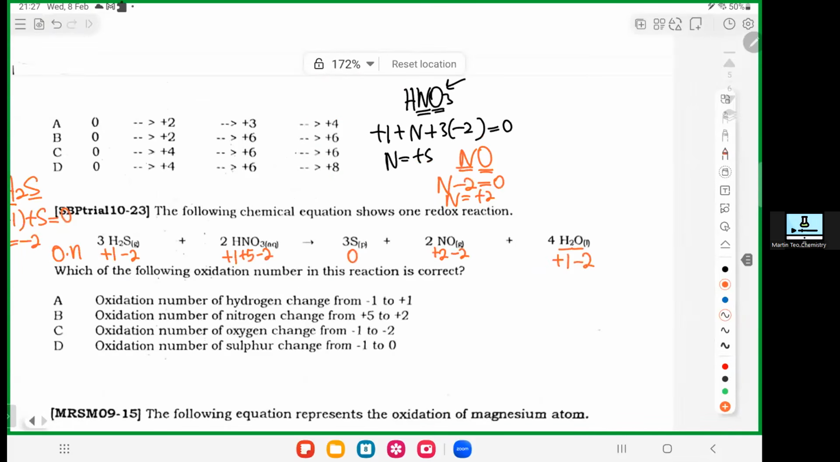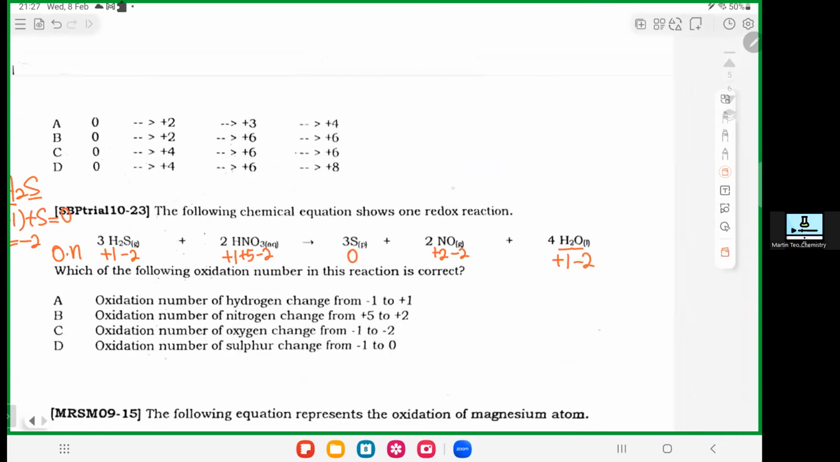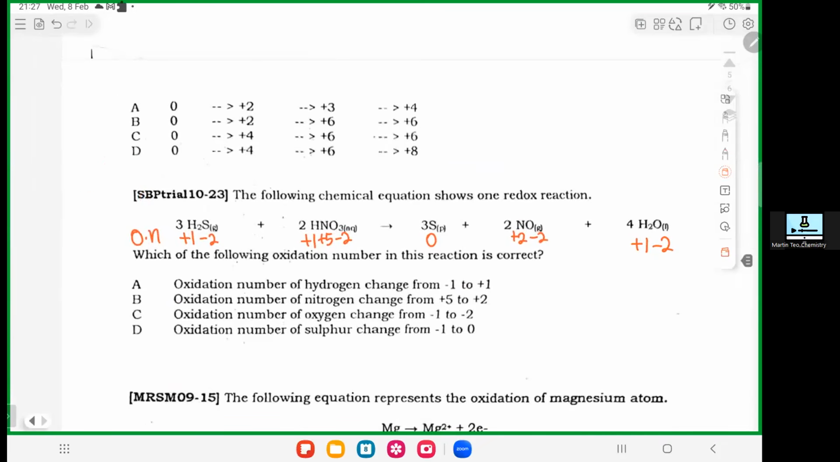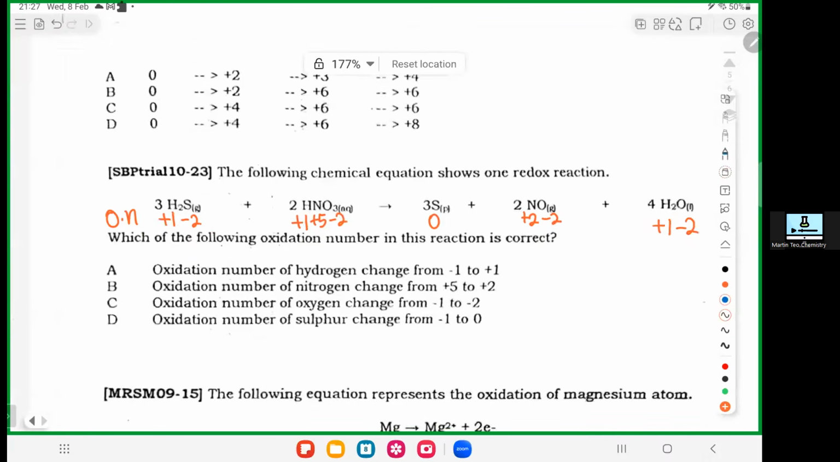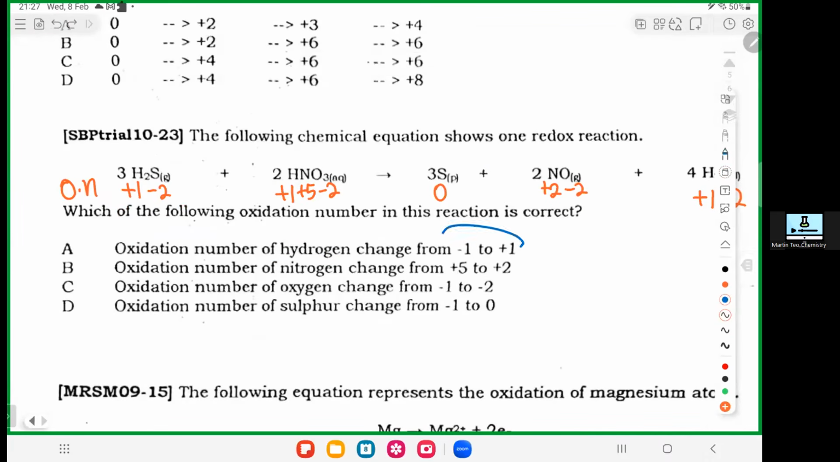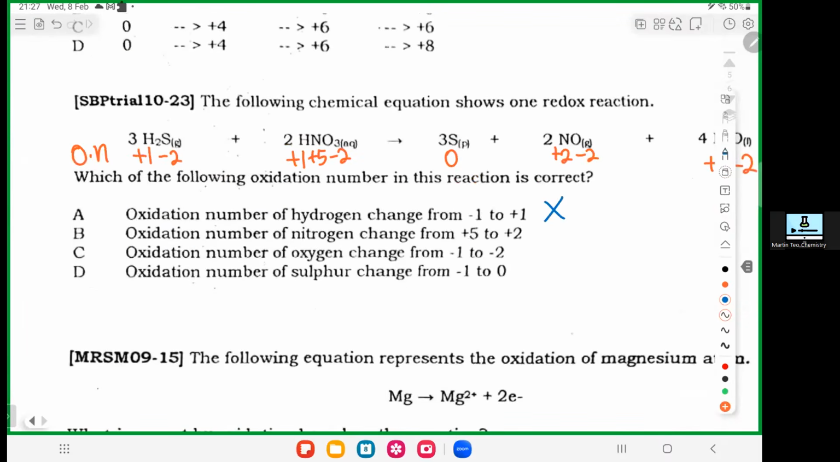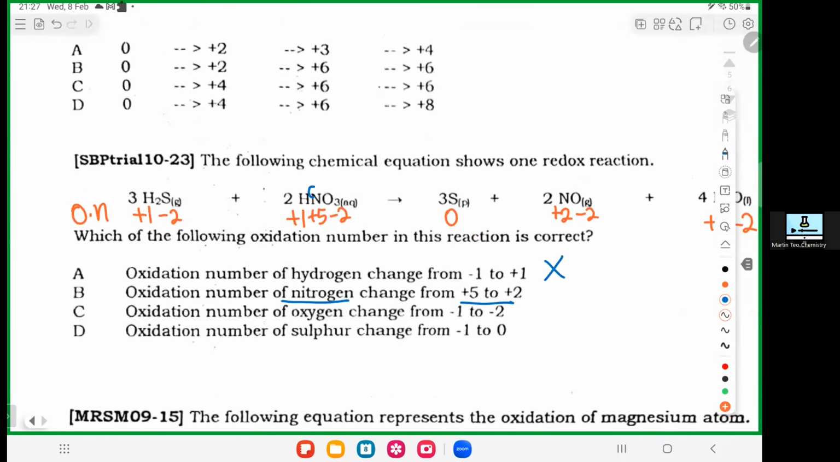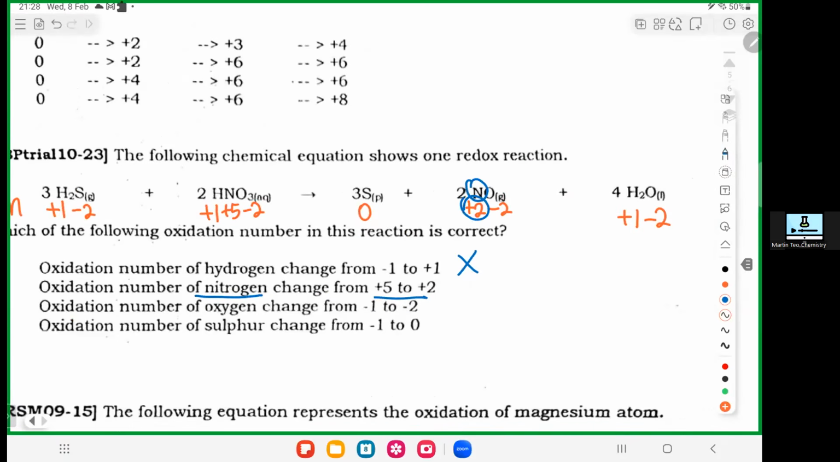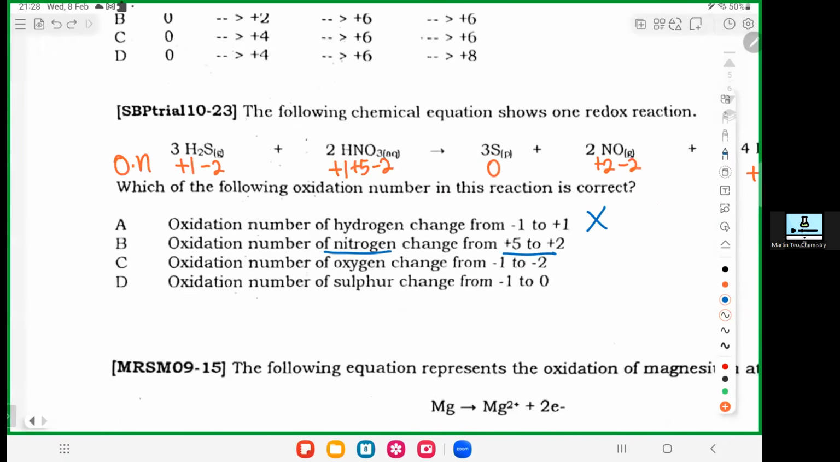Once you list out all the oxidation numbers, you can do your apple-to-apple comparison. Let's check the answers. The first answer says hydrogen changes from -1 to +1. Hydrogen on the left is +1 and on the right is +1, no change at all, so wrong. Next, the oxidation number for nitrogen changes from +5 to +2. Nitrogen on the left is +5 and on the right is +2. Yes, so the answer is B.